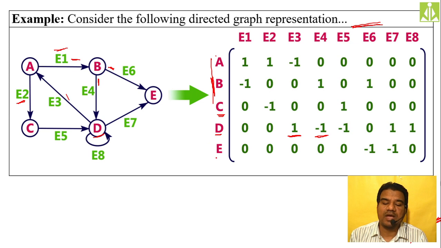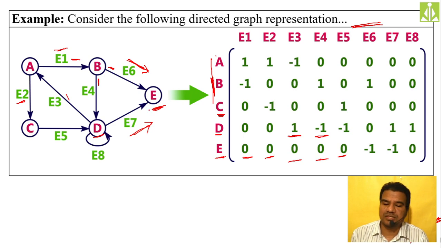Then we have E. For E, E1 there is no link, so 0. E2 no link, 0. E3 no link, 0. E4 no link, 0. E5 no link, 0. E6 is an incoming link, as you can see over here. E is here and E6 is an incoming link in this direction. So we put minus 1. Then E7 is also incoming, minus 1. Then E8, no connection, 0. So like this you can construct an incidence matrix.